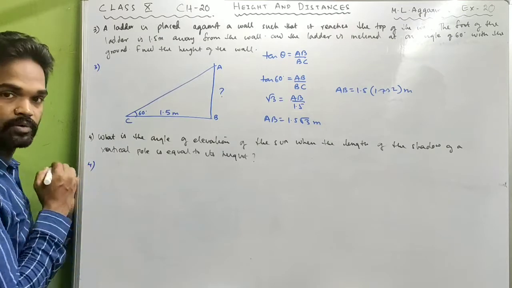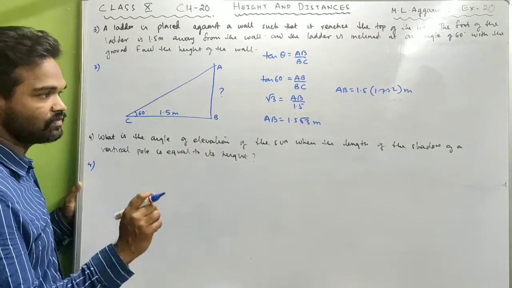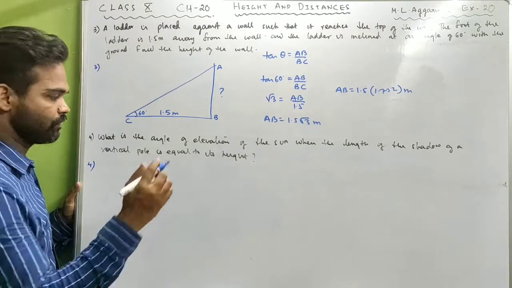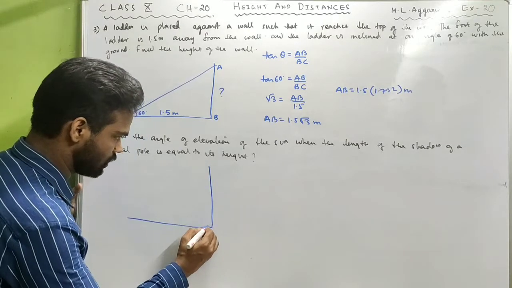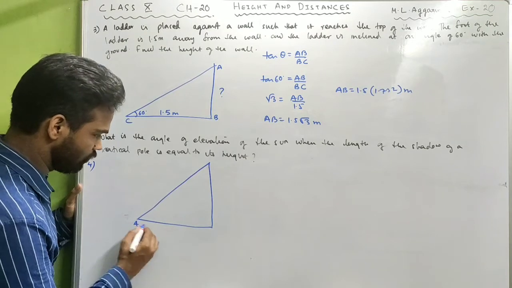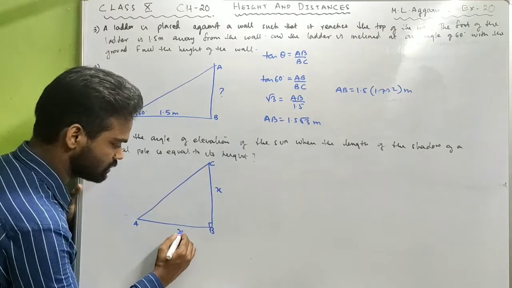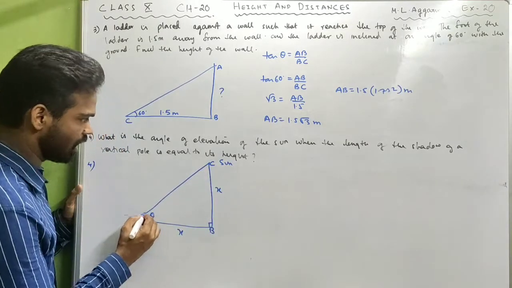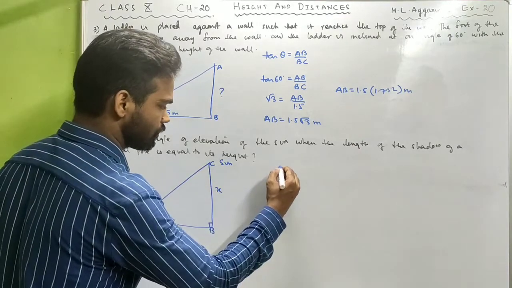Number 4, if you look. What is the angle of elevation of the sun when the length of the shadow of a vertical pole is equal to its height? Which means there's a pole, it casts a shadow on the ground, and the length of the shadow and the pole is same. Suppose the sun, you need to find the angle of elevation. Pretty easy. Look over here.